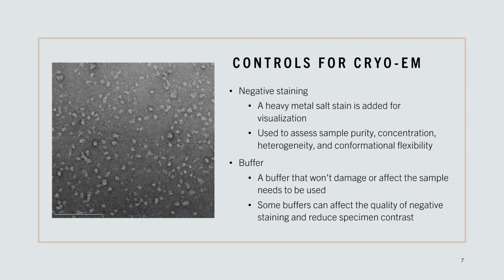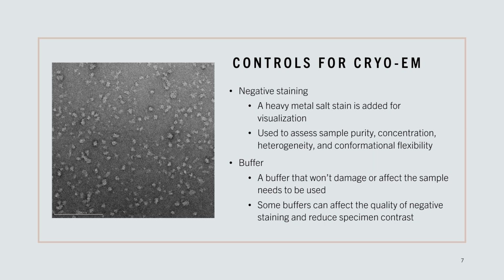A lot of the controls for cryo-EM depend on the type of sample being used, but here are two that are common for most cryo-EM experiments. Negative staining is a heavy metal salt stain that is used for visualization because it has a high contrast to allow for the sample to be assessed.